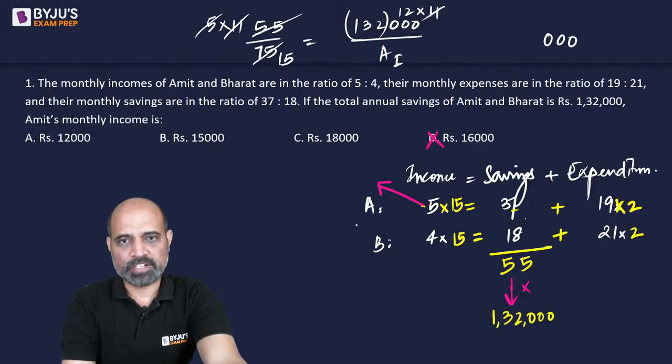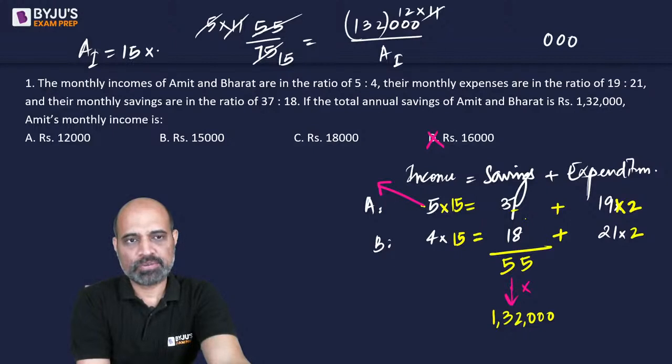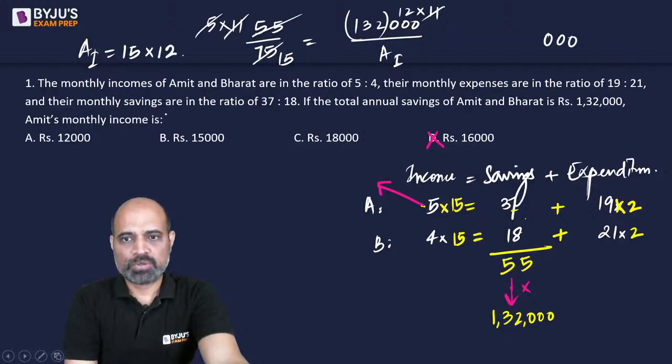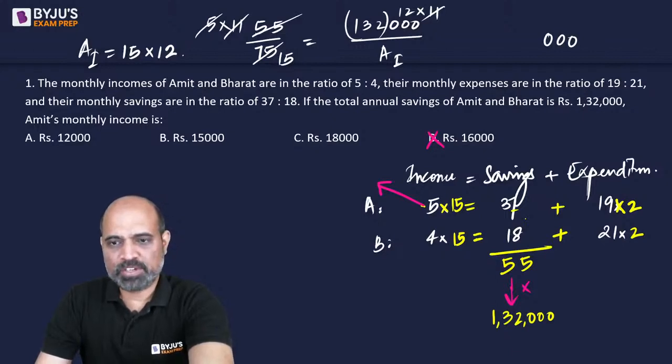और सेविंग्स 132 था. So we'll find that Amit's income will become 15 into 12. 75 is in the table of 15.